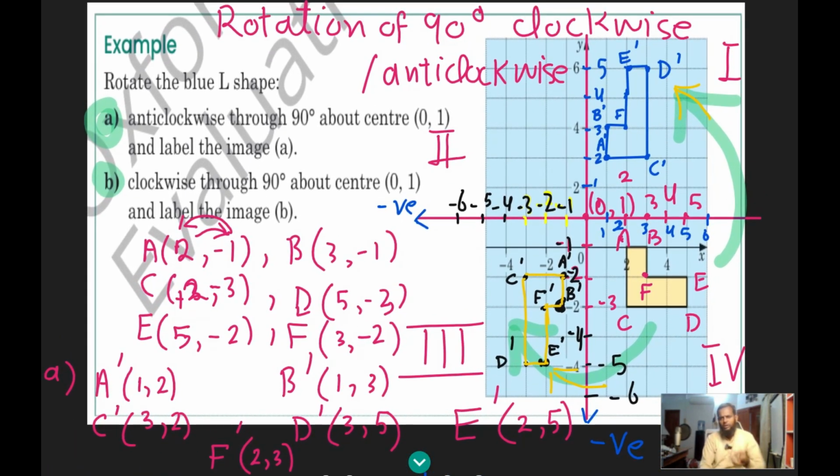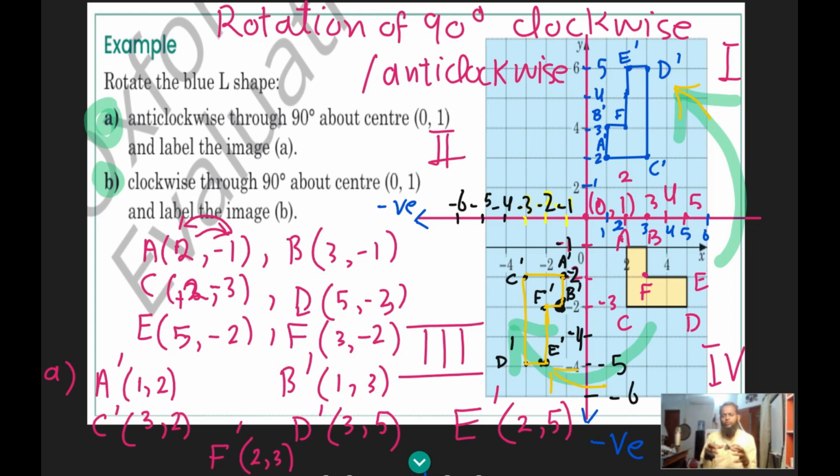If you are rotating 90 degrees clockwise, we will change x into y and y into x. Okay, and after this we will write the sign of the new shape according to the quadrant. If it is the first quadrant, x is positive, y is positive, we will write the positive sign with both x and y. If our new coordinates are in the second quadrant, we will write the sign of x as negative, and the y coordinate sign will be positive.